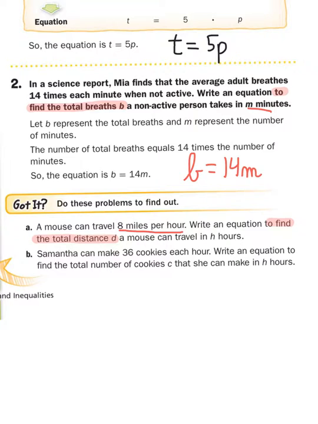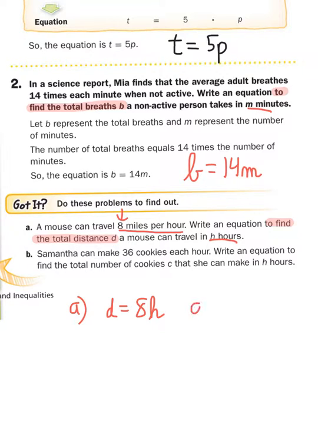Okay, so this is what you should have for A. Remember what I highlighted. To find the total distance d, that means your equation should start with d equals. Now, as far as the function rule, h is the number of hours, and a mouse can travel 8 miles per hour. So that would be 8 times h. d equals 8 times h.